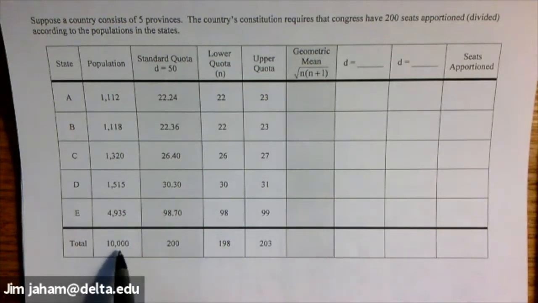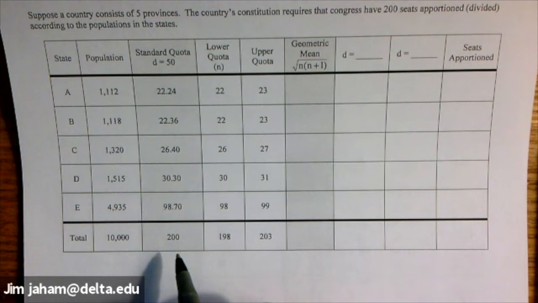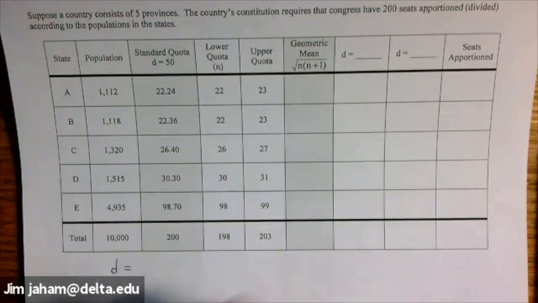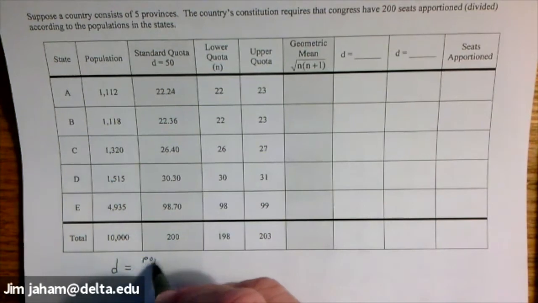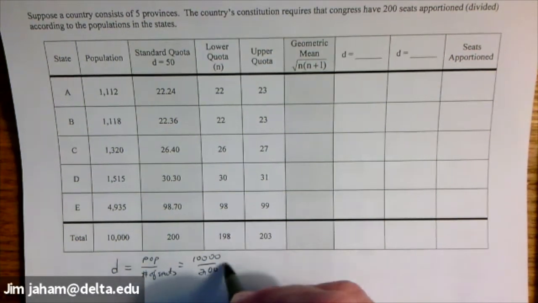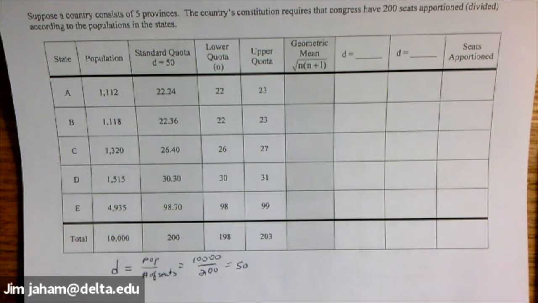If you have a population size of 10,000 and there are 20 different seats that need to be apportioned, divided, and doled out to the different states, then we calculate this standard divisor, called D. It comes from taking the total population and dividing by the number of seats. So 10,000 divided by 200, and that's where you get 50. Now, all of our other methods involve selecting a value of D that's pretty close to this divisor. It's off by a little bit.